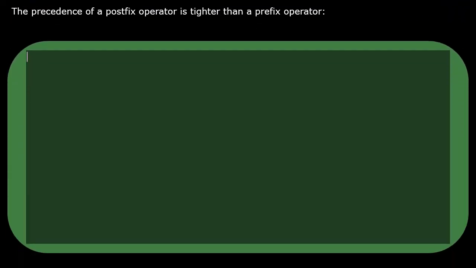Unary operators have a precedence that is tighter than other operators. A unary operator is something like incrementing, decrementing, or array indexing. These unary operators could have either a prefix or a postfix form. A prefix operator is typed before the rest of the stuff. A postfix operator is typed after the rest of the stuff. If a single expression contains both a prefix and a postfix operator, then the rule is that the precedence of the postfix operator is tighter than the prefix operator.